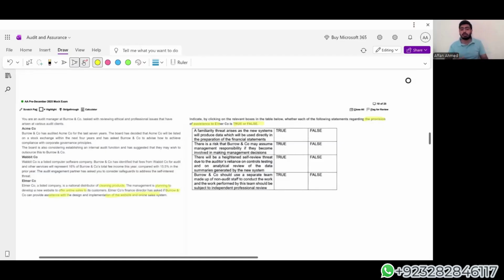So this is a huge risk that they're taking. They are basically trying to put us in a position where we are assuming the responsibility of management. So this is a very problematic scenario for us. Let's read the case. What are they saying?